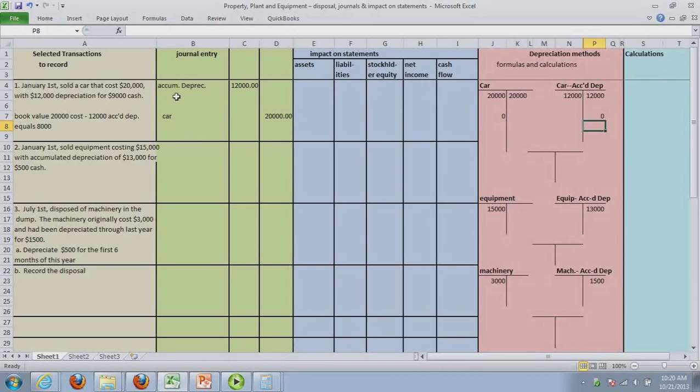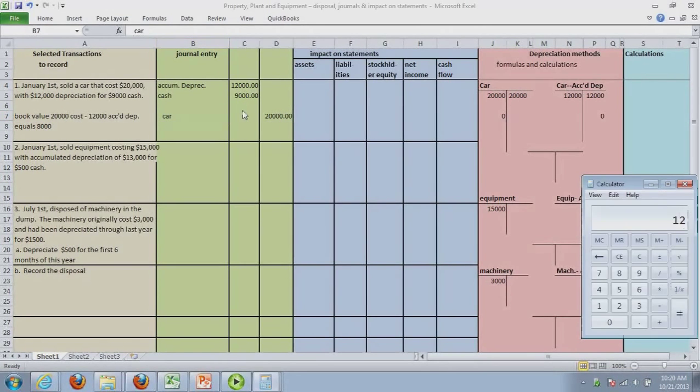The cash comes in. Cash is going to go up. So cash is increased by $9,000, so that's an asset. And if we look at this, of course, we don't balance. If you look at the debit side, you've got $12,000 on the debit side plus 9. So that's $21,000. On the credit side, we've got 20.